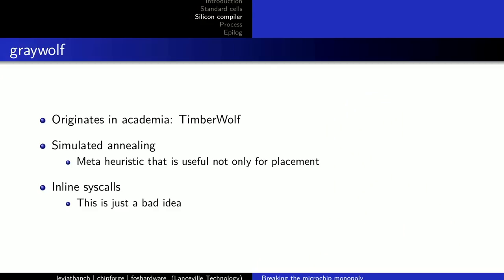for silicon, because, for example, they are part of QflowFlow, which is an FPGA workflow. So the Graywolf tool originates in academia. It's many decades old. It comes with some very good ideas, for example, simulated annealing, which is a metaheuristic you can use to solve NP-hard problems, but it's only one of the many choices you can make to solve these hard problems. But it also comes with bad implementation. For example, inline syscalls is a very bad idea. It's also written in C and so on.